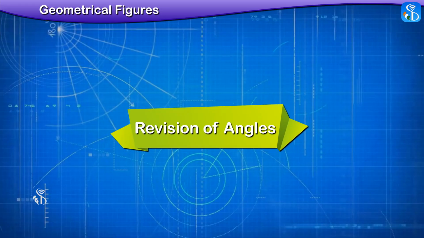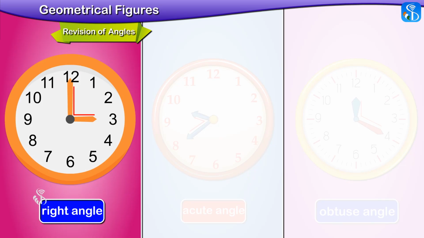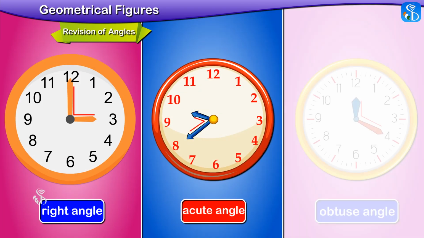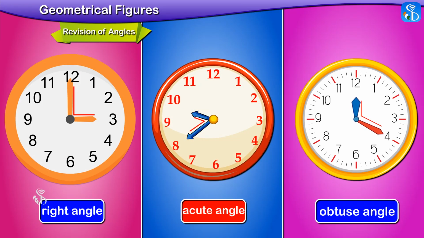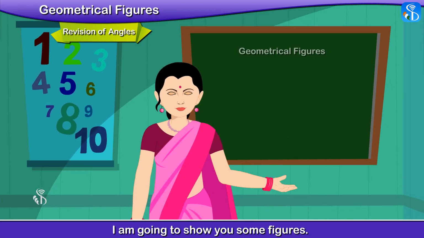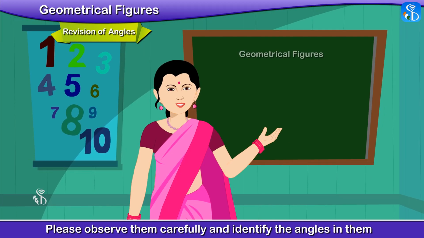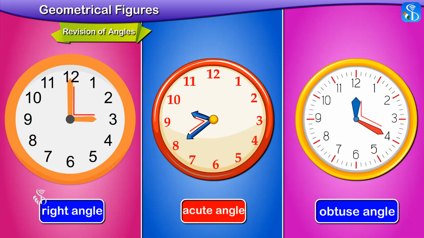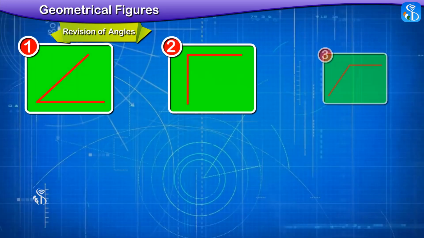Division of angles. Children, right angle, acute angle, and obtuse angle, you know how to identify these. Now I am going to show you some figures. Please observe them carefully, and from these right angles, acute angles, or obtuse angles, you need to identify them.